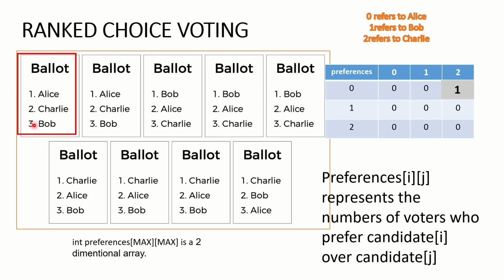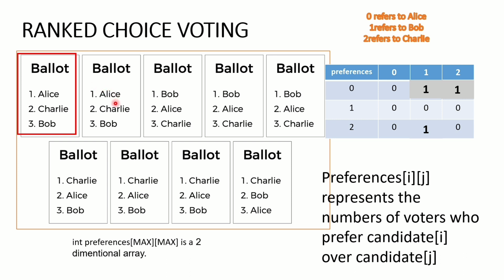Now let's talk about Alice and Bob. Who wins? Obviously Alice wins over Bob. So 0 over 1, and it is incremented by 1. Alice wins over Charlie and Bob both, but Charlie wins only over Bob. Between 1 and 2, 2 wins. So 2 over 1 will be incremented.